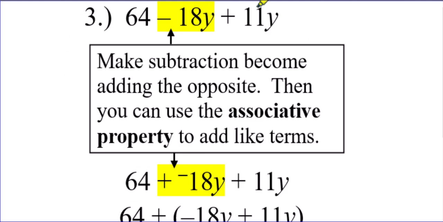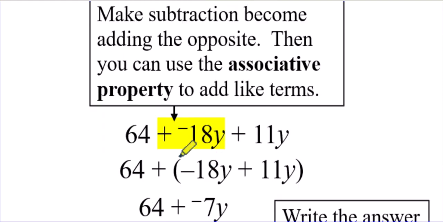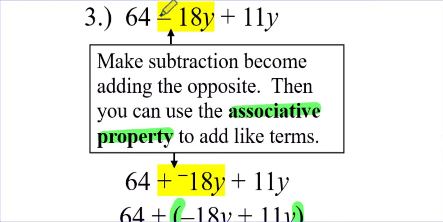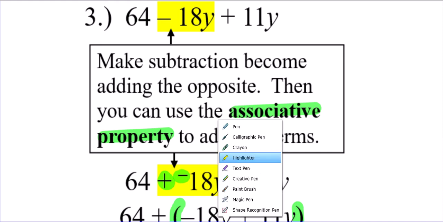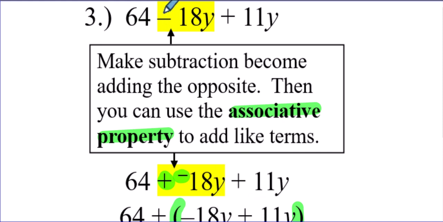Now, what if they're already next to each other but they're not on the far left? Well, I really would like to group them with parentheses, which is called the associative property. But the associative property does not work with subtraction. So if you have subtraction, you're going to make it become adding the opposite. And like I said earlier on problem number 2, you will do the adding the opposite right on the original problem. You don't need to write it as a separate step underneath. You can do it on the original problem.